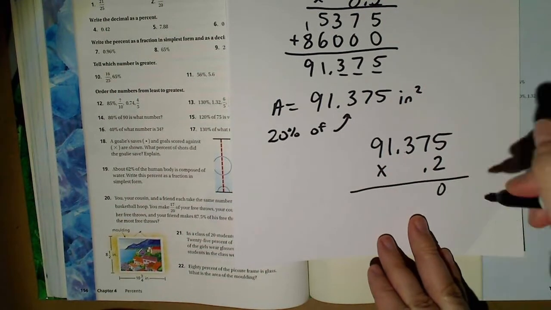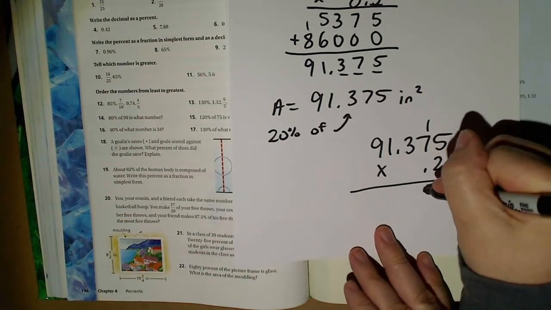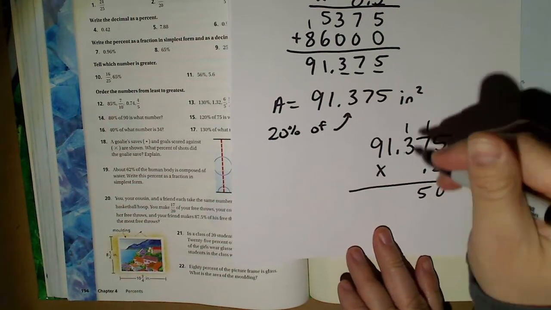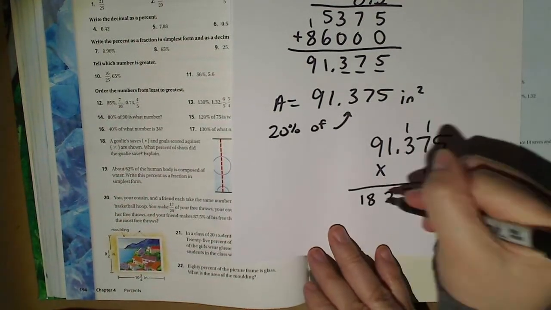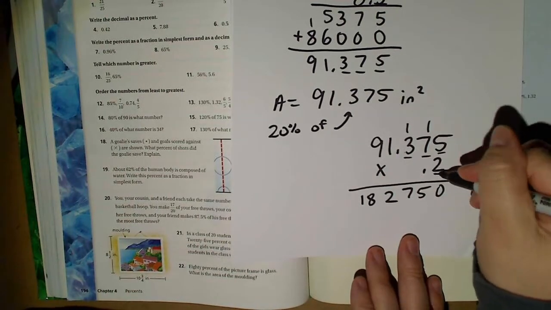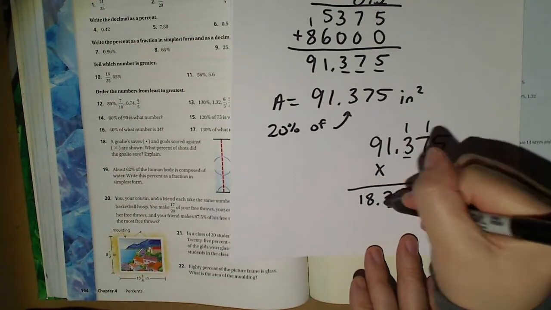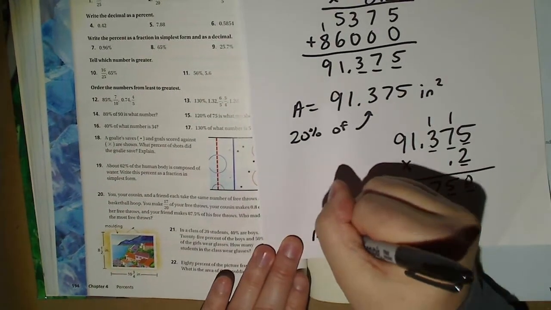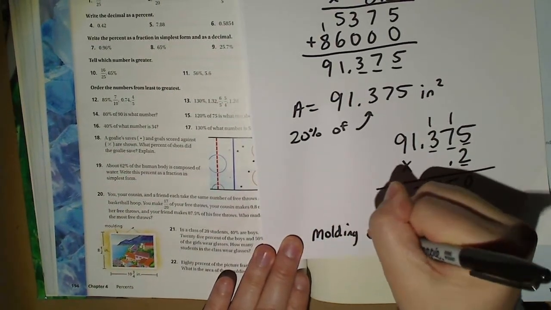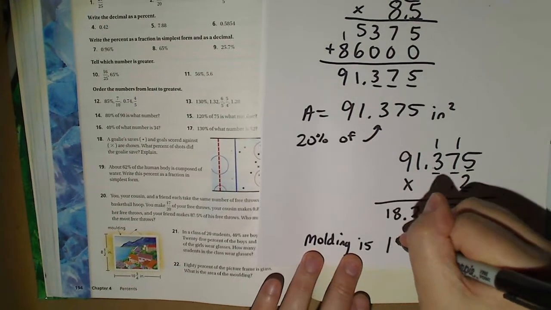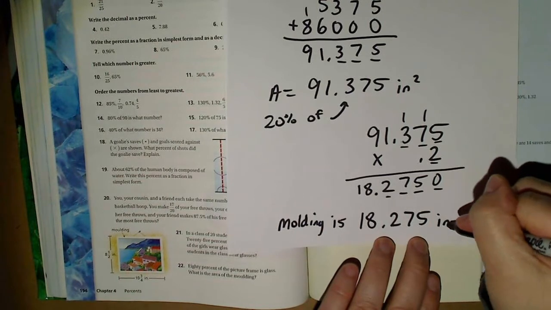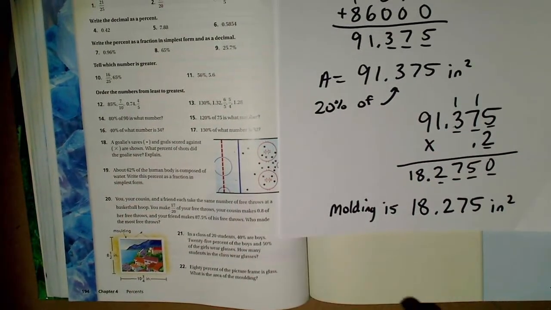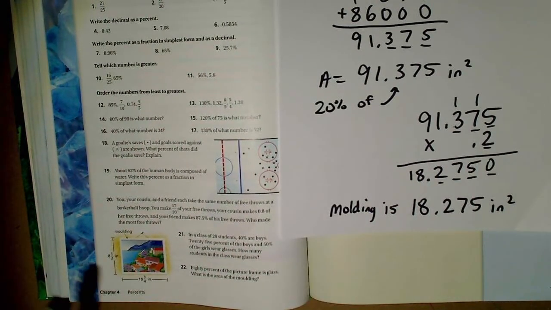2 times 5 is 10. 2 times 7 is 14 plus 1 is 15. 2 times 3 is 6 plus 1 is 7. 2 times 1 is 2. 2 times 9 is 18. And I've got 1, 2, 3, 4 decimal moves. So the molding is 18 and 275 thousandths square inches. The area of the molding is 18 and 275 thousandths square inches.